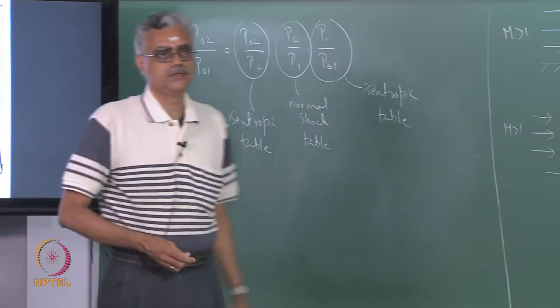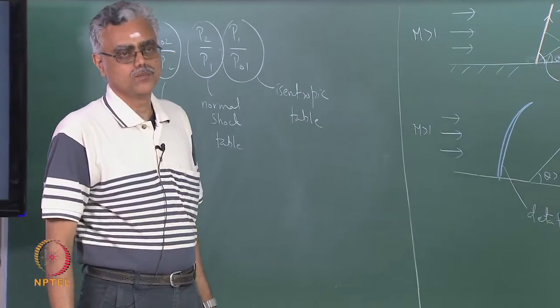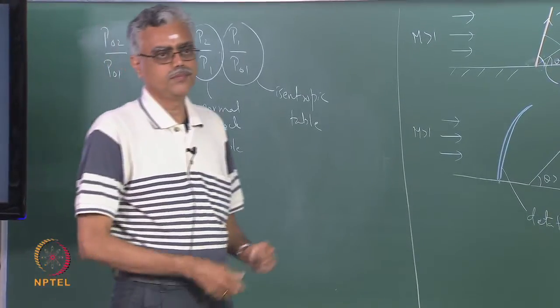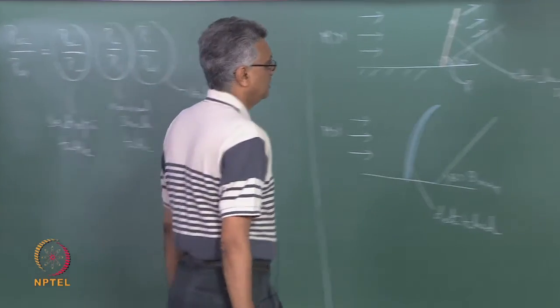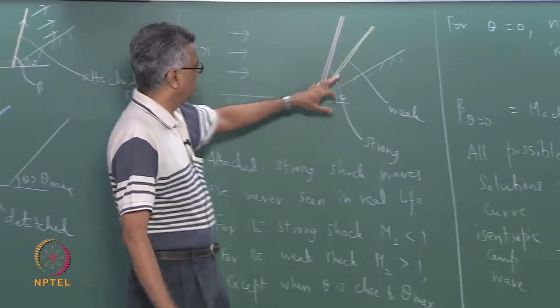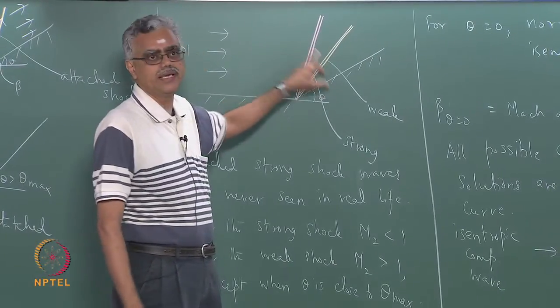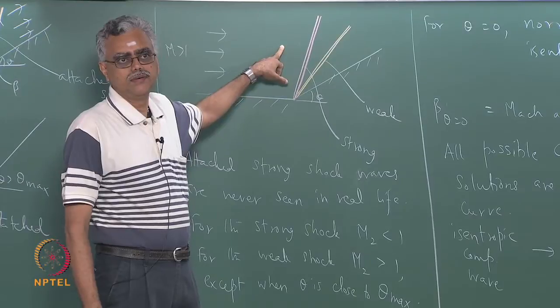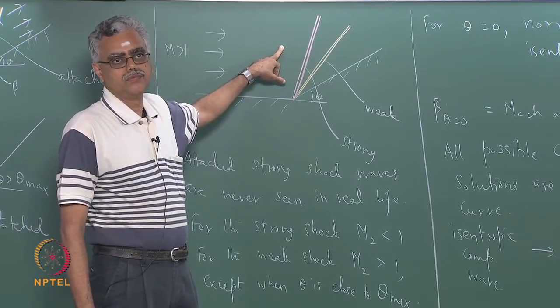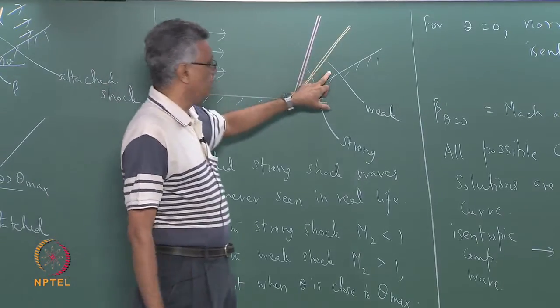Yeah, go ahead. You said the attached shock waves are never seen in real life. Is that something to do with the entropy change between the strong shock wave and the weak shock wave? Not exactly. Actually, both are allowed. The entropy change is positive for the weak as well as the strong shock. The entropy change is smaller for the weak shock wave and higher for the strong shock wave.